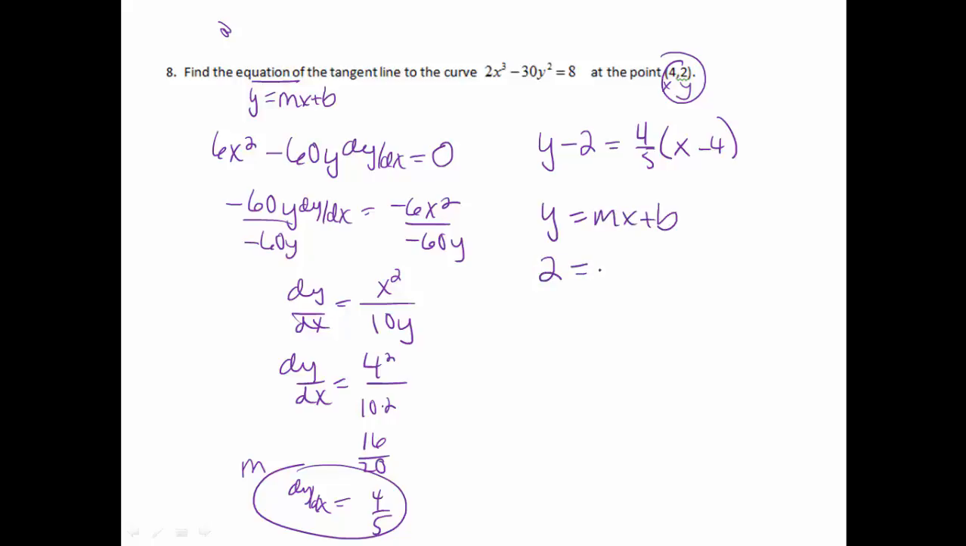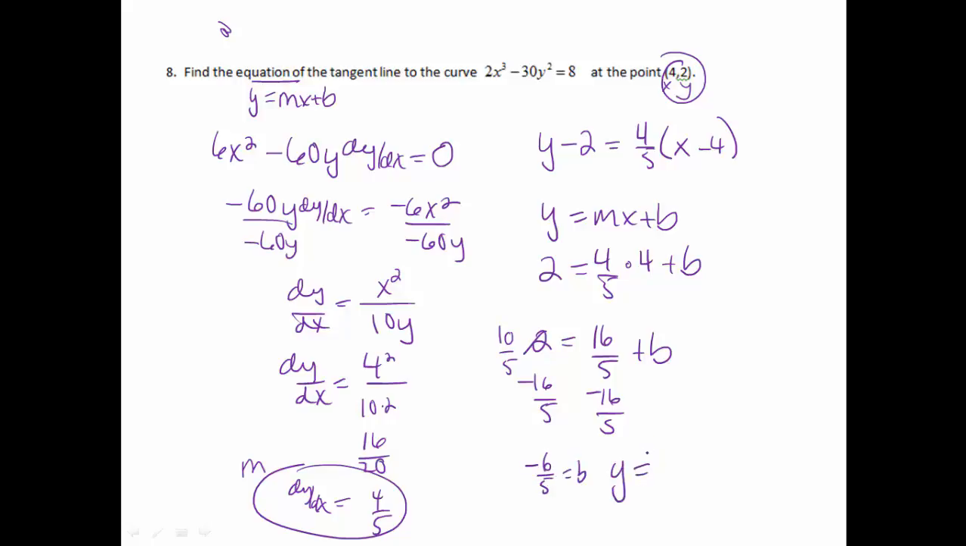My y is 2, my m is 4/5, my x is 4, plus b. So I'd get 2 equals 16/5 plus b. I'm going to subtract 16/5 from both sides. And so let's see, that will be 10/5 minus 16/5, which will give me negative 6/5 for my b. So my equation will be y equals 4/5 x minus 6/5. And both of those answers would be totally fine.